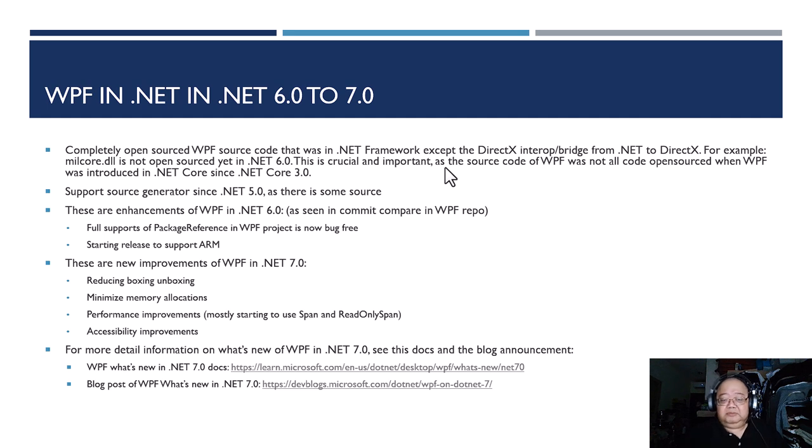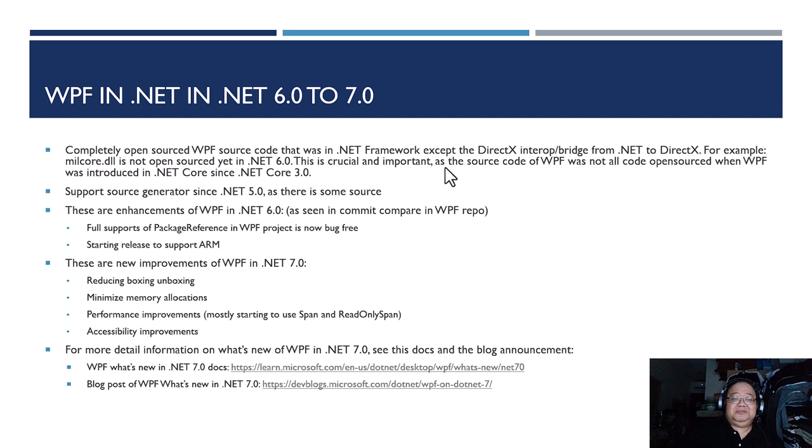So, for example, we all know that there are DLLs related to WPF in the distribution of the runtime binaries, and originally these DLLs are coming from the framework. Some of them are not open source, such as, for example, we have here mailcore.dll, and this is also crucial and important because again, the source code of WPF was not all open source since its introduction in .NET Core 3.0. But this also means that if that unmigrated file has bugs found in a later release, then I'm afraid we cannot do something about it. And hopefully, there should be no new bug for now. I hope so.